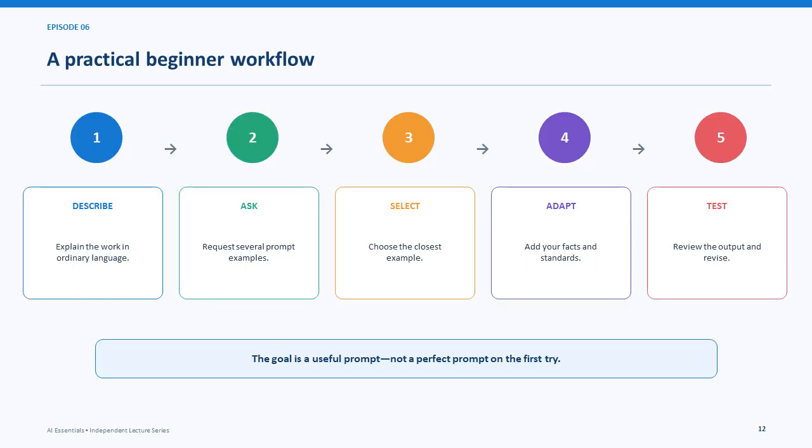A practical beginner workflow has 5 actions. Describe the task in ordinary language. Ask for several prompt examples. Select the example that best fits the need. Adapt the facts and standards to your situation. Test the result and revise it. The goal is a useful prompt, not a perfect prompt on the first attempt.